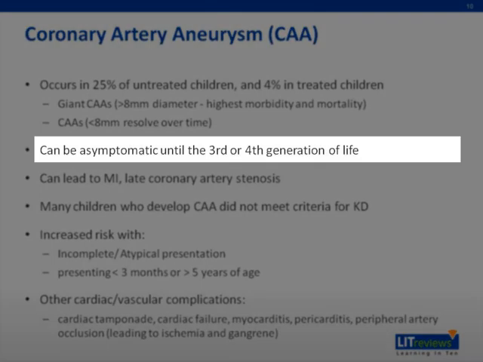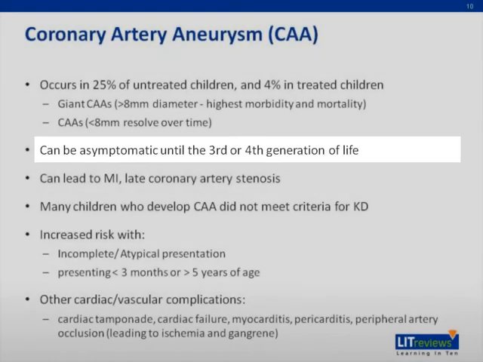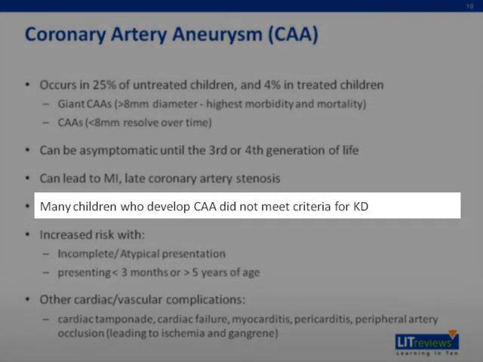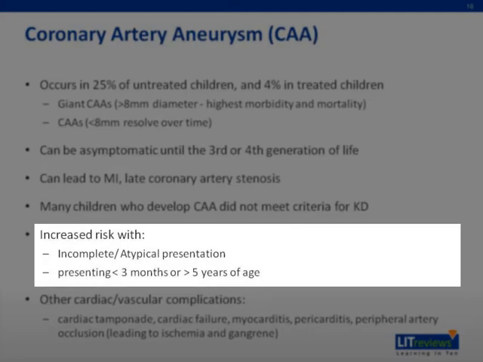Coronary artery aneurysms may be asymptomatic for a long time, only presenting in the 3rd or 4th decade of life. When they do become problematic, they can lead to myocardial infarction and late coronary artery stenosis. What is worrying is that many children who develop coronary artery aneurysms do not meet the criteria for diagnosing Kawasaki disease. Children presenting under the age of 3 months or over the age of 5 years also have an increased risk of developing this complication.